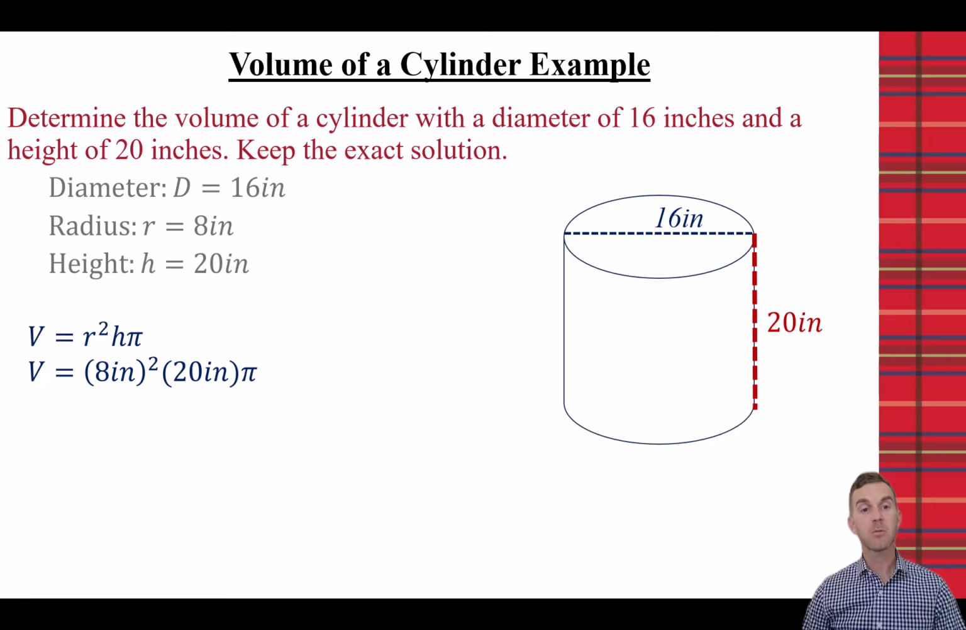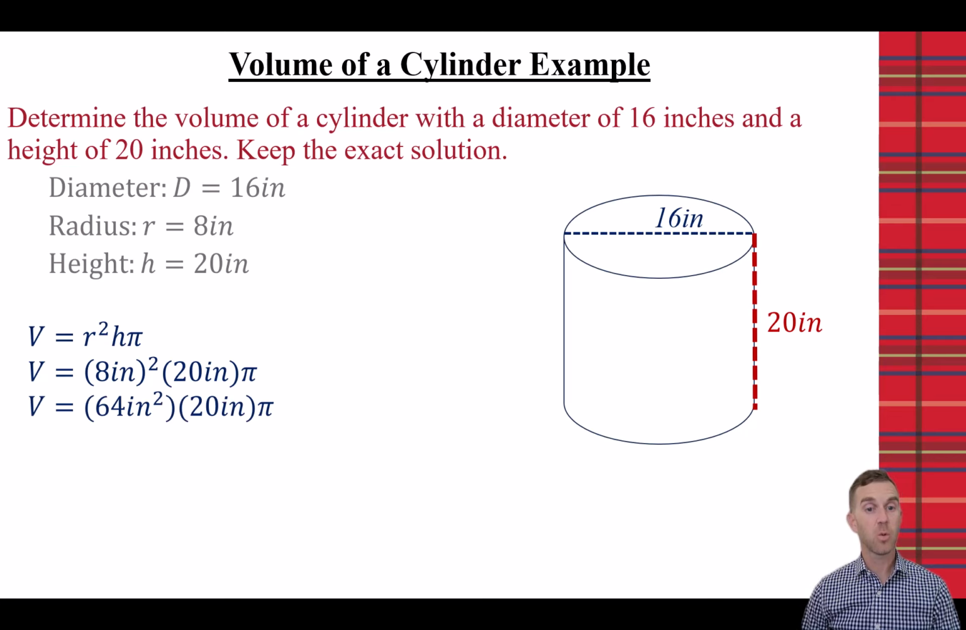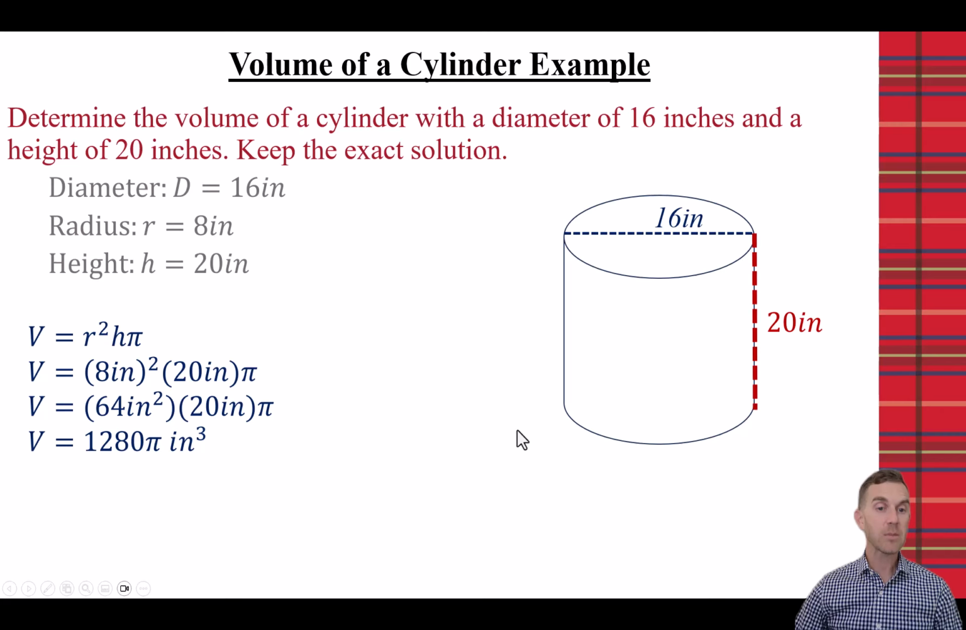If they want to approximate, we would then use 3.1415 or just use the pi key on our calculator. So if I do 64 square inches times 20 inches, that will give me 1,280 pi cubic inches. Again, we keep the pi to keep it as an exact solution.